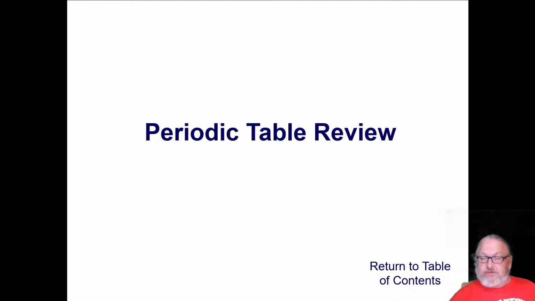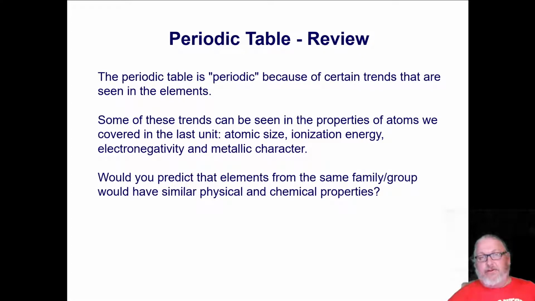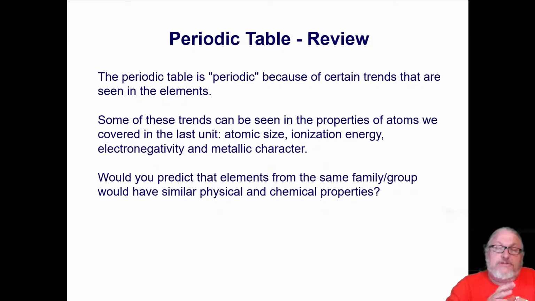So, first of all, let's get our definitions right. The periodic table is periodic because of the trends that are seen in the elements. Some of these trends can be seen in how the atoms, we covered it in the last unit. We talked about atomic size and ionization energy. Atomic size is how big the atom is. Ionization energy is the amount of energy required to remove one electron.